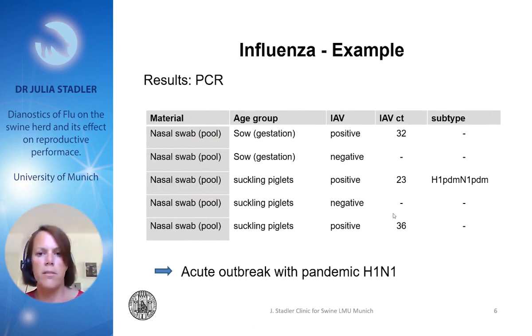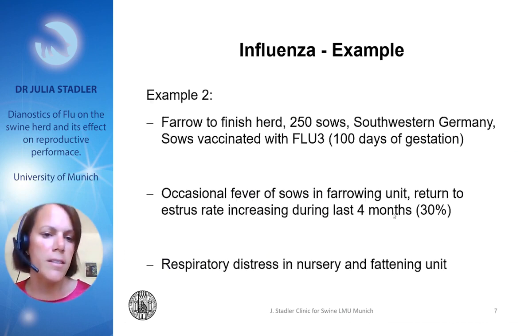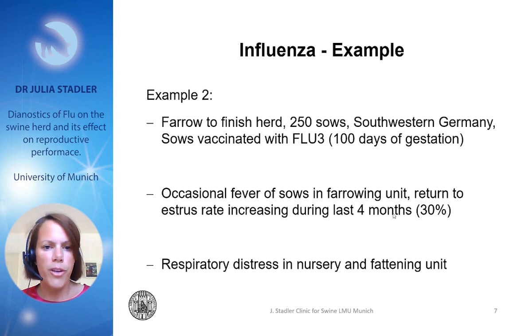So in this case, serology already gave us a strong hint that pandemic influenza infection might be involved in the clinical problem, but unfortunately, such cases are really rare. Therefore, I want to present you the second example. It was a farrow to finish herd with 250 sows. It was located in an area with a high pig density in southwestern Germany. And the sows were vaccinated with flu 3 at 100 days of gestation.